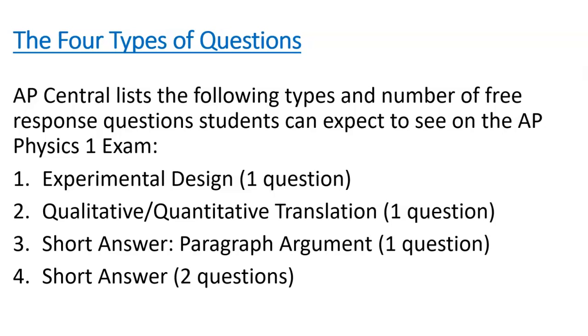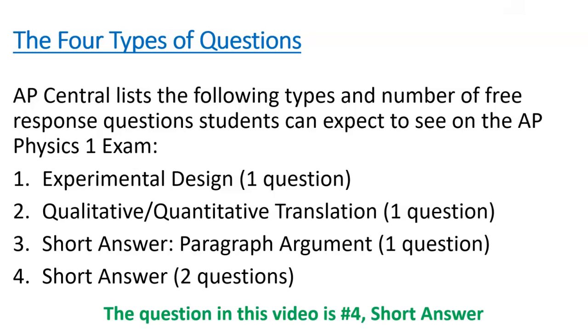According to AP Central, students can expect to see the following kinds of questions on the AP Physics 1 exam. There will be one on experimental design, one on qualitative to quantitative translation, one paragraph length response or paragraph argument, and then 2 short answer questions. The question in this video is type number 4, short answer.